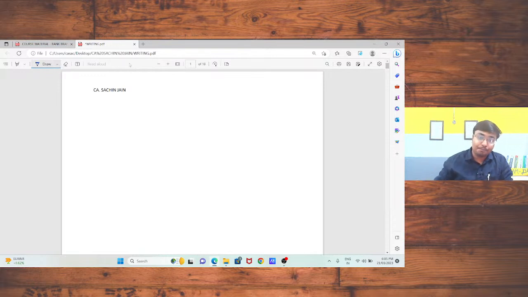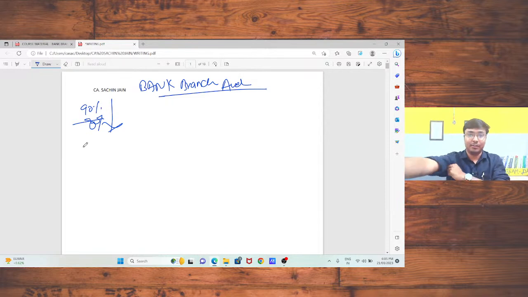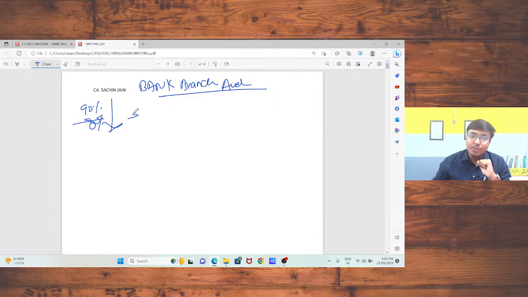Because in bank branch audit we are seeing that the scope of bank branch audit is continuously reducing for us. Earlier it was 100%, then 90%, 80%, and it is continuously decreasing. And from next year, RBI says that it is completely based on the banks. So this is a really very dangerous situation.